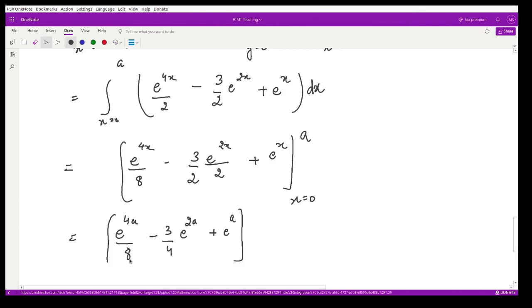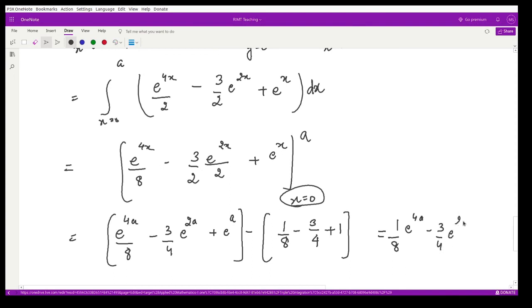So this is the upper limit, and the lower limit would be when you substitute the value 0 in place of x. So it would be e to the power 0 by 8, so that is 1 by 8. And then in place of x 0, e to the power 0 is 1, so we have minus 3 by 4. In place of x, when you substitute 0, you have 1 here. So finally, when you simplify this, your final answer would be 1 by 8 e to the power 4a minus 3 by 4 e to the power 2a plus e to the power a minus 3 by 8. So this is the answer to the question.